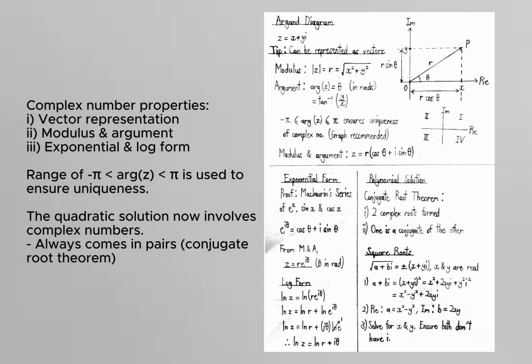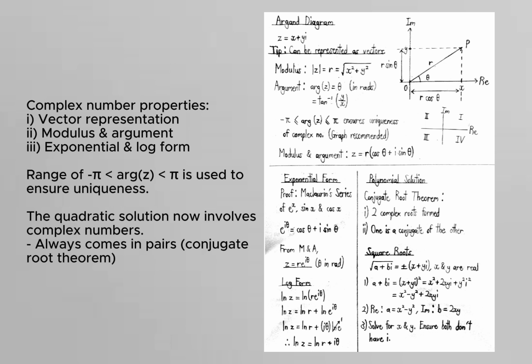Now the complex number has an exponential form and log form. For exponential form, you need to use the Maclaurin series for e to the x, sine x, cos x, and include the imaginary number. Thus you get the exponential form of a complex number as shown in the diagram. For the log form, just directly use the exponential form, although this is not used so often.